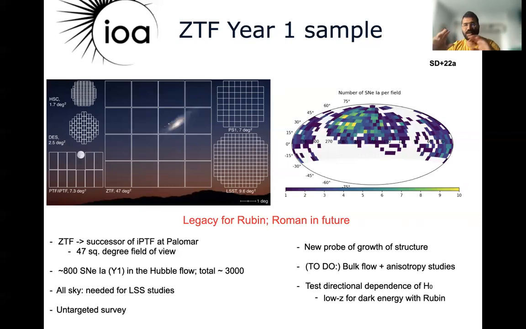it's the same telescope to discover and follow these up, we can actually do more than just w or H0. We can actually do large-scale structure studies, so it's an entirely new probe of growth of structure. It can also be used to do anisotropy of H0 as well as bulk flow studies. And because of its large, homogeneously observed sample size, it will be an excellent legacy for the low redshift anchor to do dark energy studies with the Rubin Observatory and the Roman Space Telescope in the future. So there's a rich data set with which we can answer several different kinds of scientific questions.